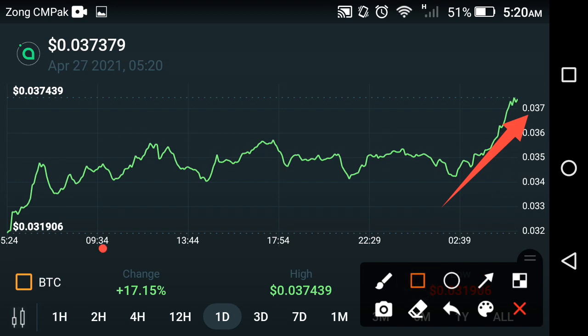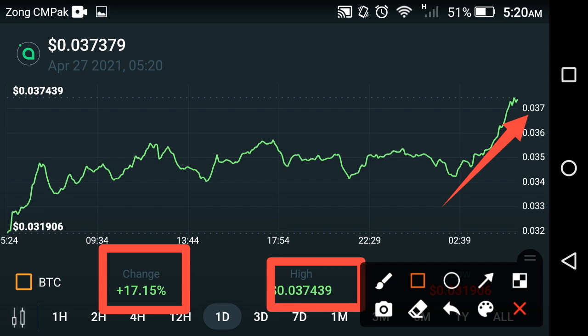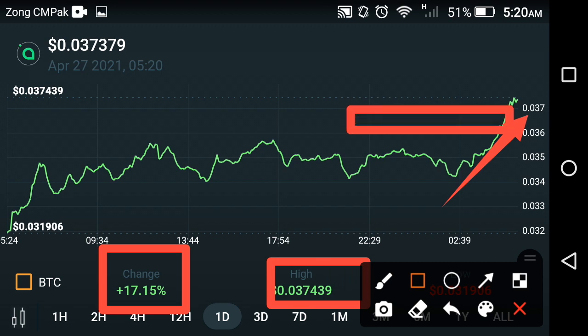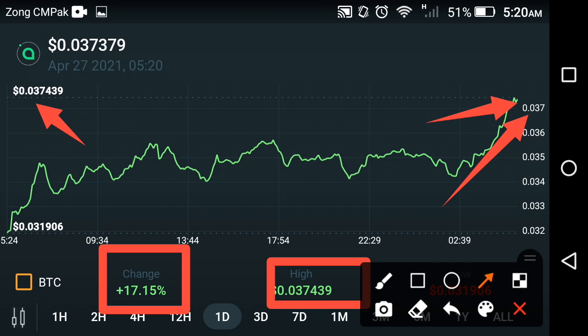If we talk about the change in SiaCoin in the last 1 day, the last 1 day change is about 17.15%, and the highest price of SiaCoin is about 0.37439 USD, which is the current highest price of SiaCoin, friends. As you can see here on the screen, at this point is the highest price point, friends.